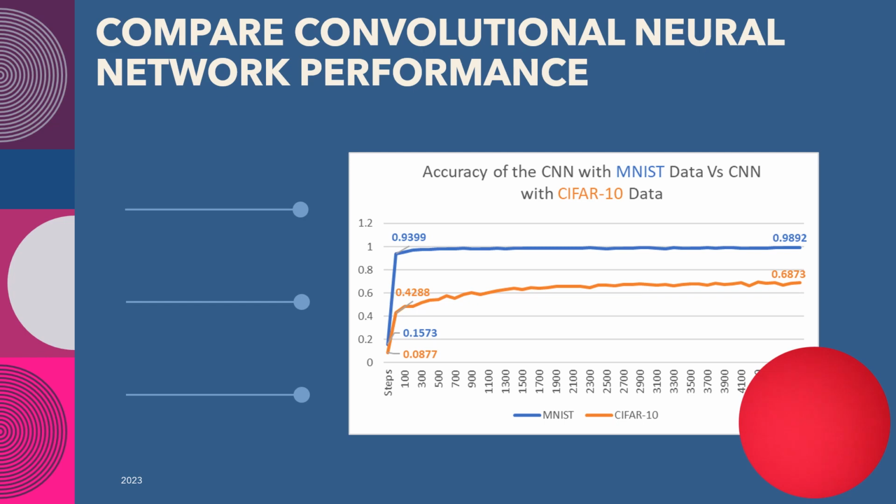The accuracy level reached by the MNIST is 98.92% in the 5,000 steps, while for CIFAR-10 it is only 68.73%. We can observe that the gap is steady after the first 100 steps, and it's around 30% of difference between the accuracy levels.